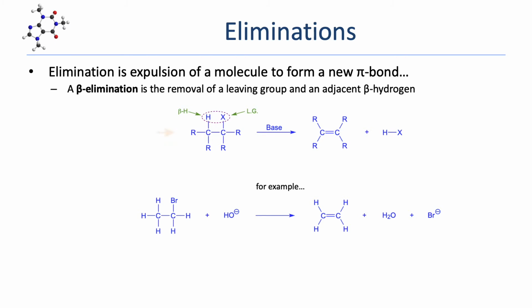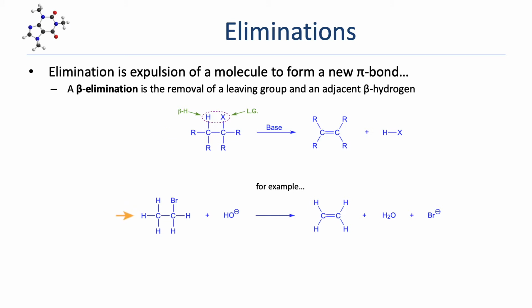So here I have an abstract example. On the right carbon, we have a leaving group represented by X, and on the adjacent or beta carbon, a hydrogen atom, and because it's on a beta carbon, it's referred to as a beta hydrogen. When treated with a base, the leaving group and the beta hydrogen are removed, expelling a molecule of HX and forming a new pi bond.